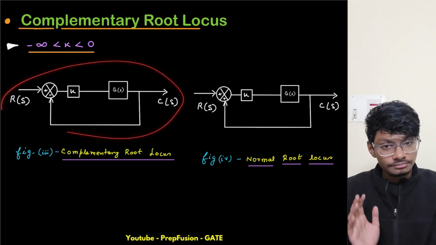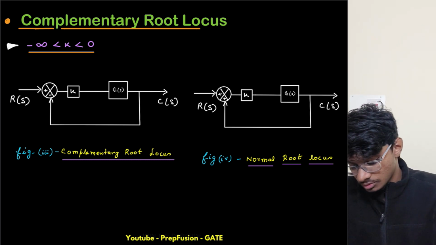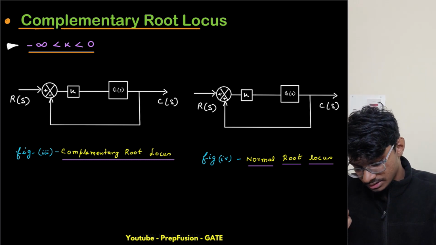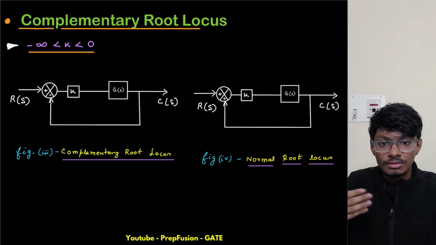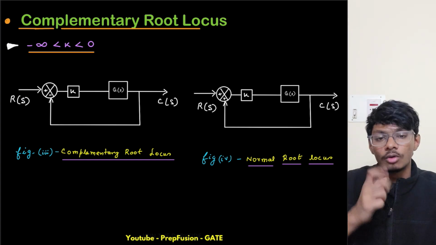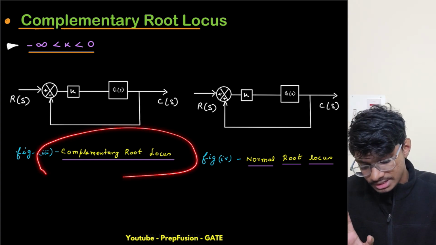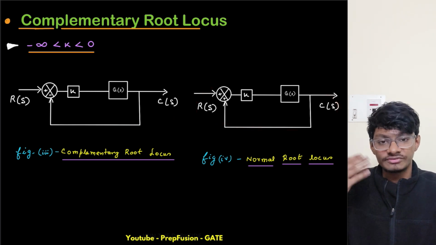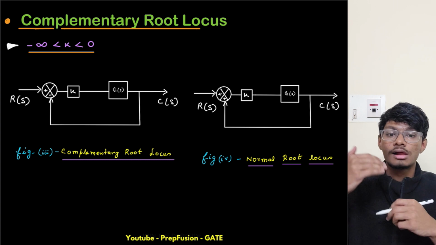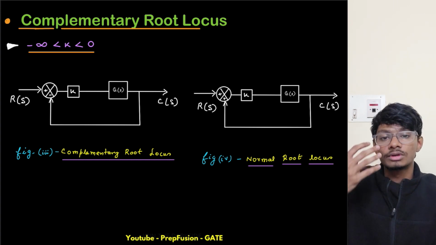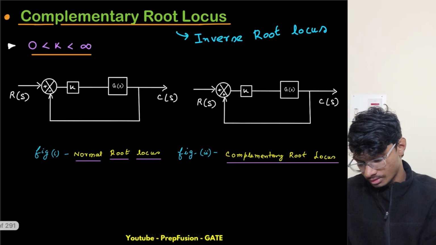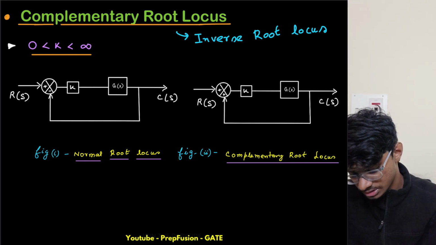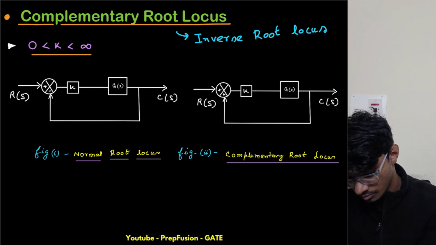So what will happen? When I have a negative feedback, this will make it look like a positive feedback. How, we'll understand, and hence it will become complementary root locus. And even if I have a positive feedback, this will make it look like a negative feedback. So this is the basic one, which we know.